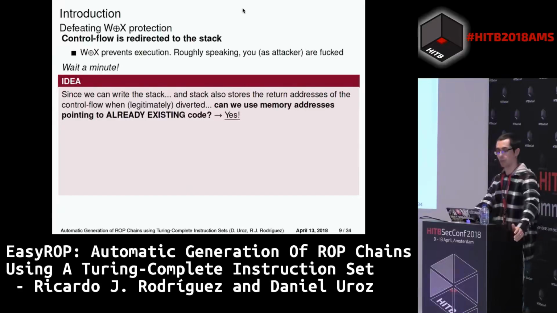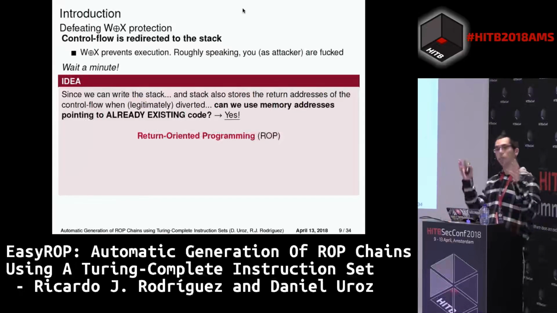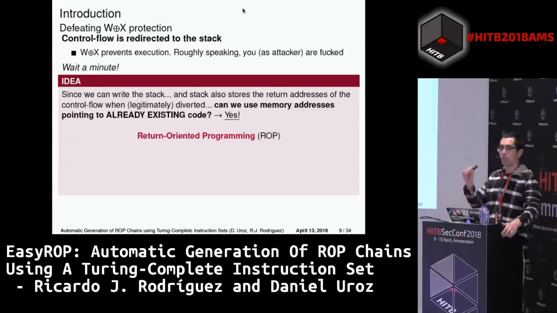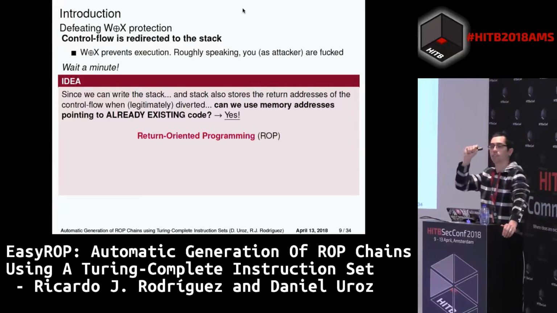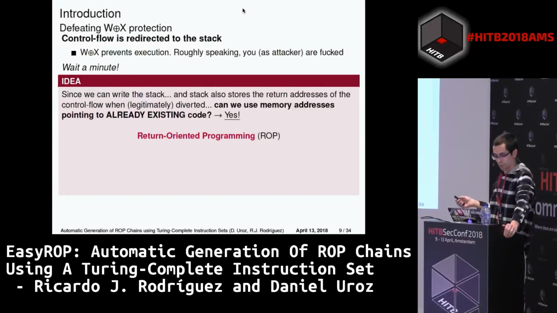Okay, so since we can write in the stack, why can we not write directly into the stack memory addresses that point to already existing code? Can we do it? Yes. This is the main concept of the ROP attacks, or return-oriented programming. This means that I'm going to insert into the stack memory addresses of code that already exists in the memory of the process.